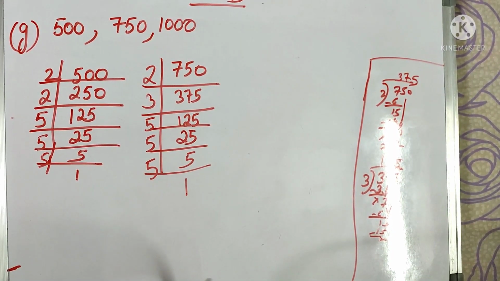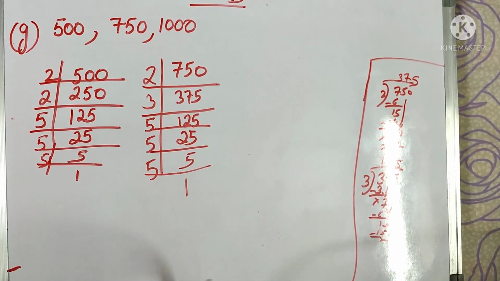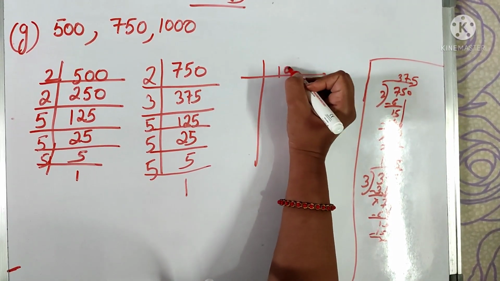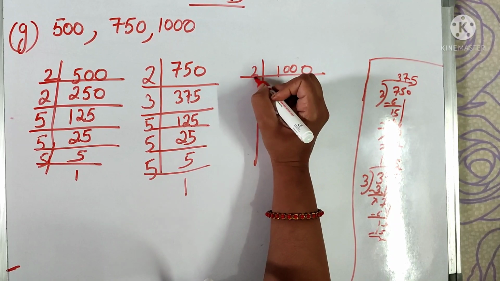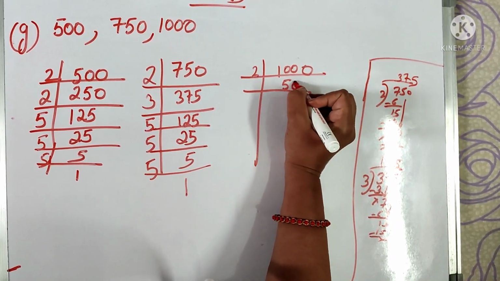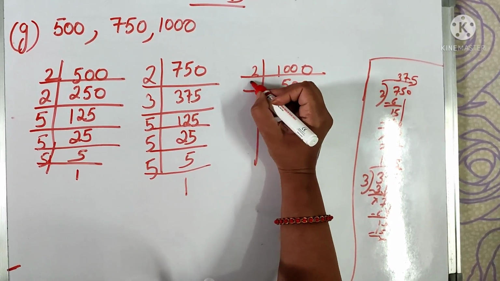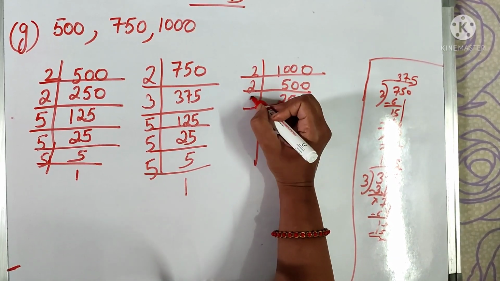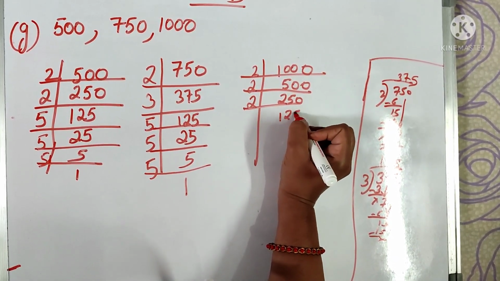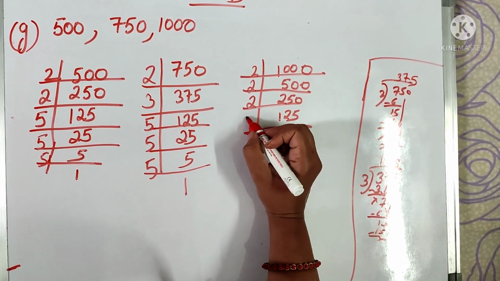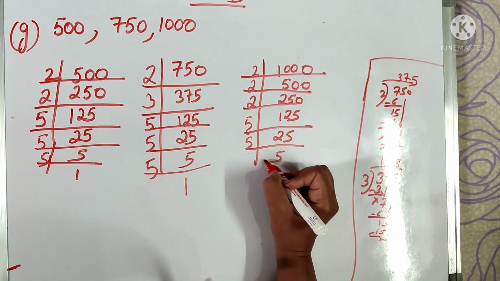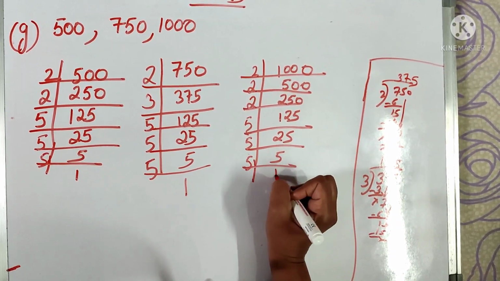Now let us prime factorize 1000. The last digit is 0, so it will go by 2. Naturally 2 500s are 1000. After 500 it will again go by 2, 2 250s are 500. Since the last digit is 0, it again goes by 2, 2 125s are 250. Now it will go by 5, 5 25s are 125, then 5 5s are 25, then 5 1s are 5.